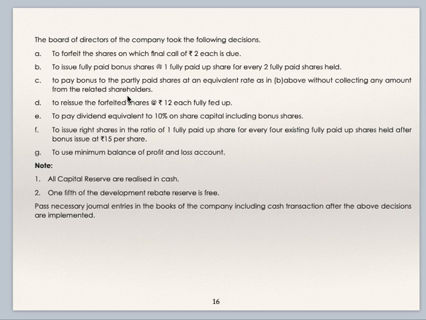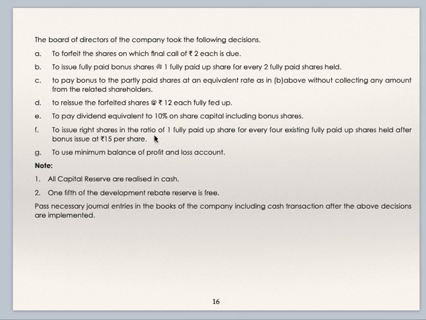There are two types of equity shares. One share they have fully called, rupees 10, and one share they have just called 4 rupees, and partly paid shares are also entitled to get an equivalent rate of bonus which fully paid equity shares are getting. Reissue forfeited shares at 12 each fully paid up. These 25,000 forfeited shares they are reissuing at 12 each. Pay dividend equivalent to 10% on share capital including bonus. Dividend they have decided to pay is 10% on share capital.